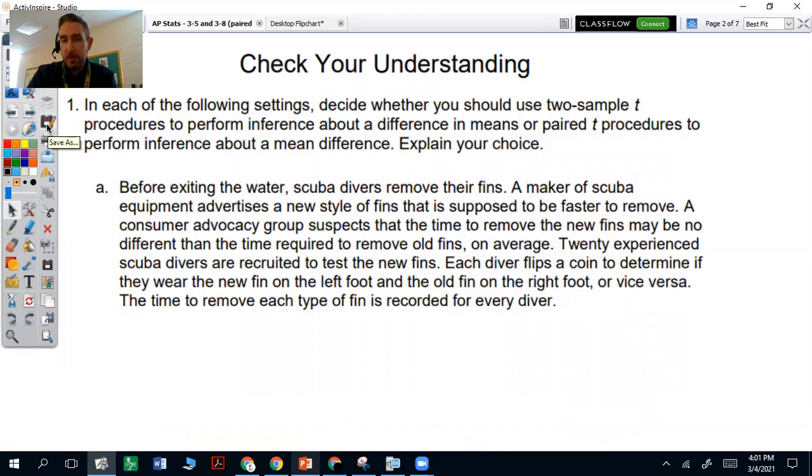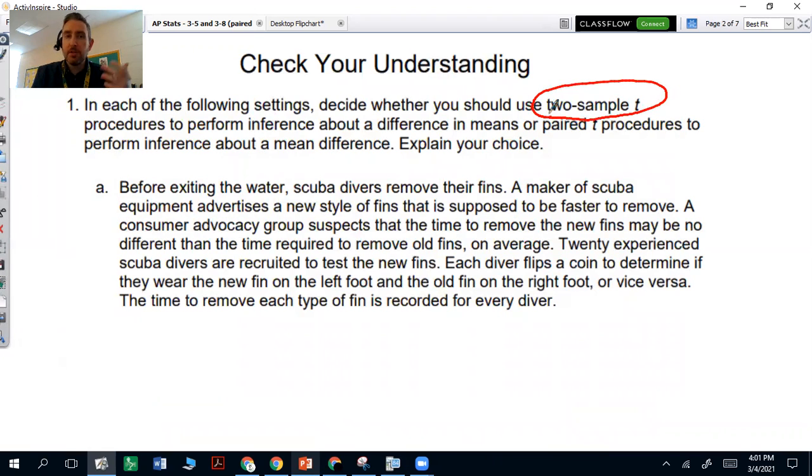So we have three problems that I want you to read through, and see if you can identify whether you should use a two sample t procedure, whether interval or test, or you should use a paired t procedure. So let's read the problem and then pause for a second and see if you can identify which of those two it is.